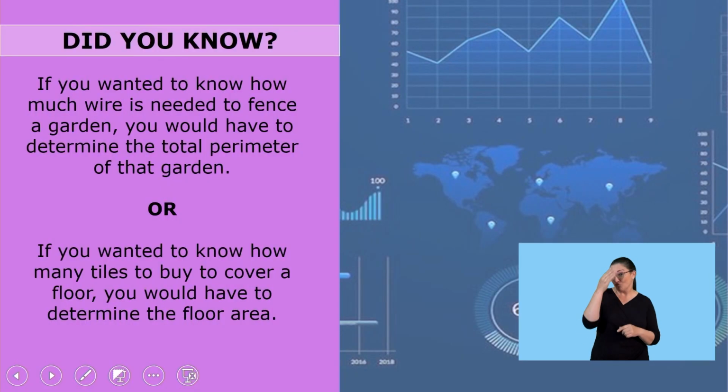We are doing Mathematical Literacy Grade 11, and today we will be working on perimeter and area. Now, did you know, if you wanted to know how much wire is needed to fence a garden, you would have to determine the total perimeter of that garden. Or even, if you wanted to know how many tiles are needed to tile a floor, you will need to know how to calculate the area. And that is why today's lesson is so important.